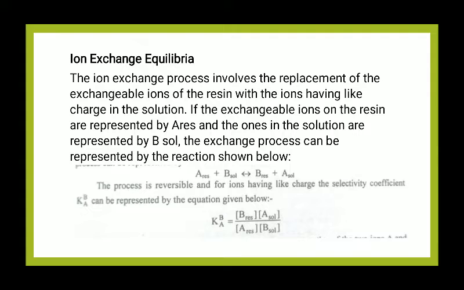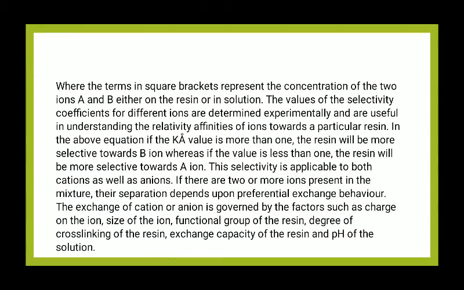The process is reversible, and for ions having like charge, the selectivity coefficient K suffix A prefix B can be represented by the equation: K_A^B = [B resin][A sol] / [A resin][B sol], where the terms in square brackets represent the concentration of the two ions A and B either on the resin or in the solution. The values of selectivity coefficient of different ions are determined experimentally and are useful in understanding the relative affinities of ions towards a particular resin.